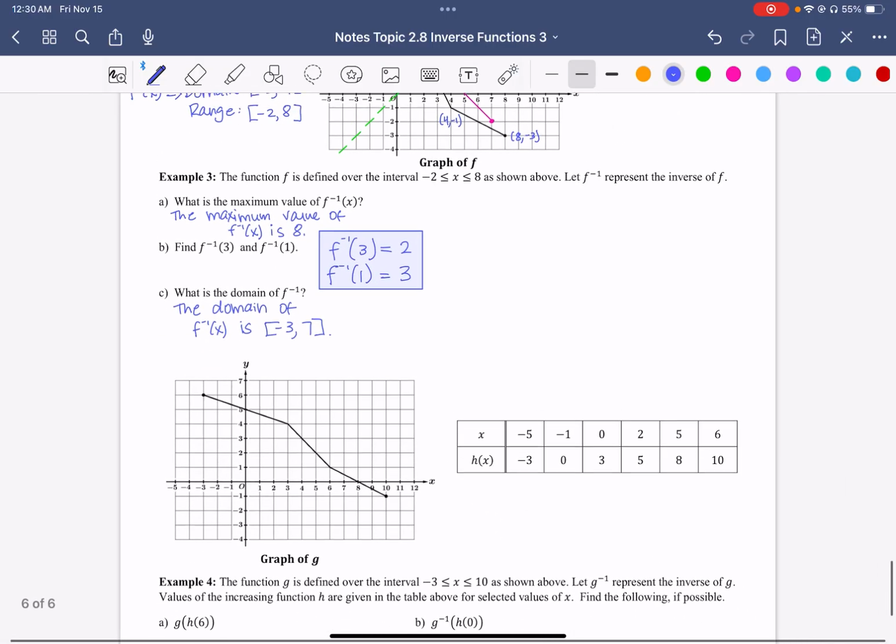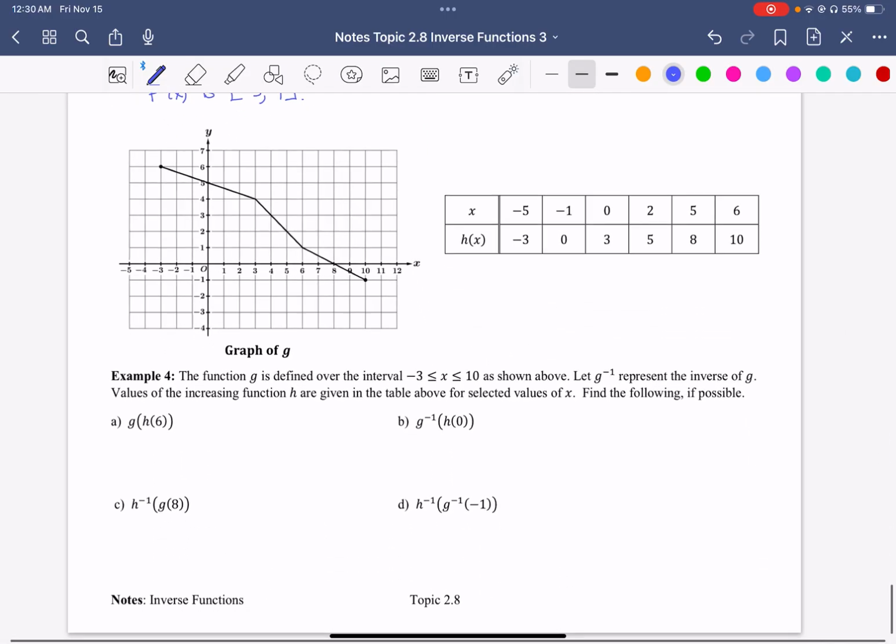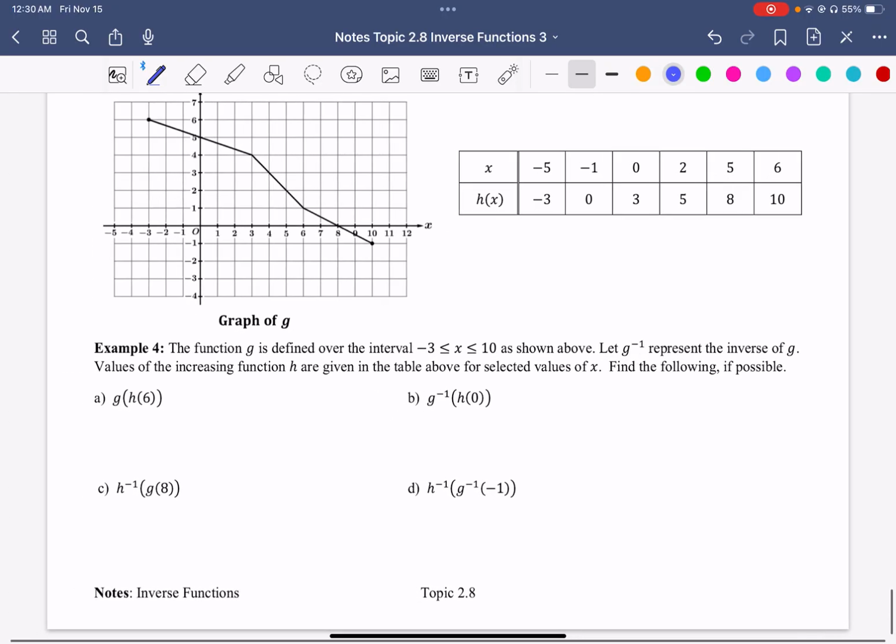Okay, one more example, example 4. The function g is defined over the interval from -3 to 10 as shown above. Let the inverse of g represent the inverse of g. Values of the increasing function h are given in the table above for selected values of x. Find the following if possible.